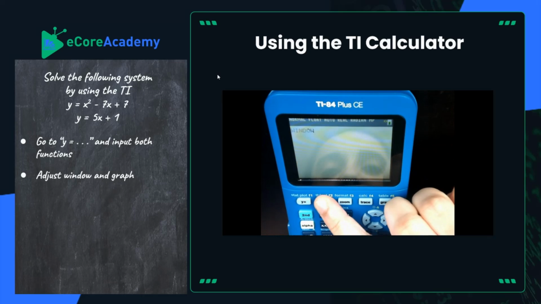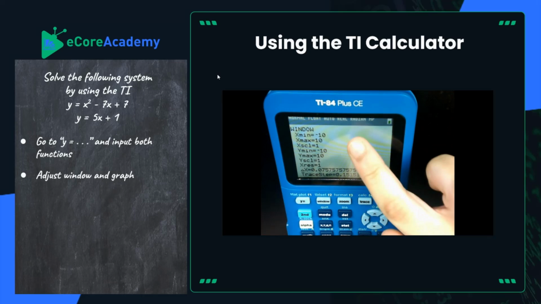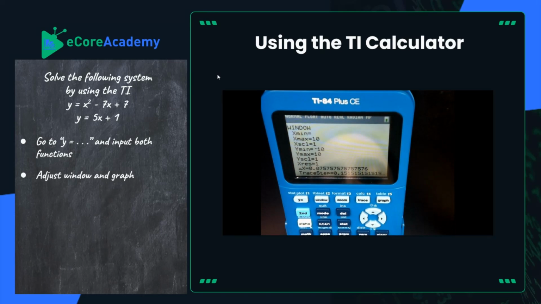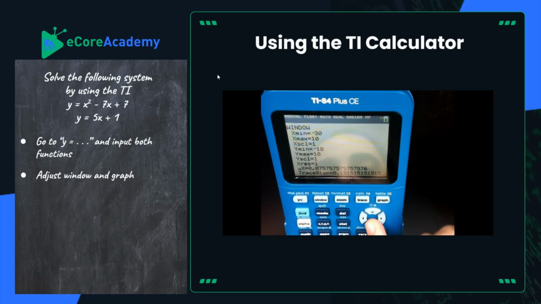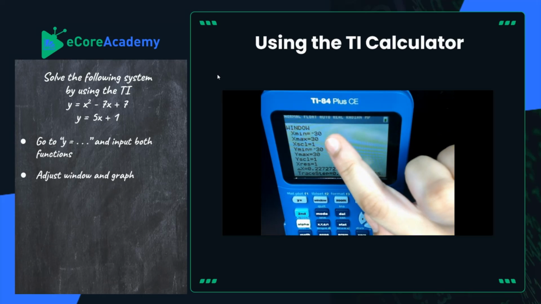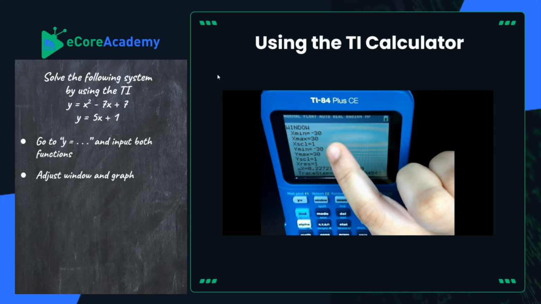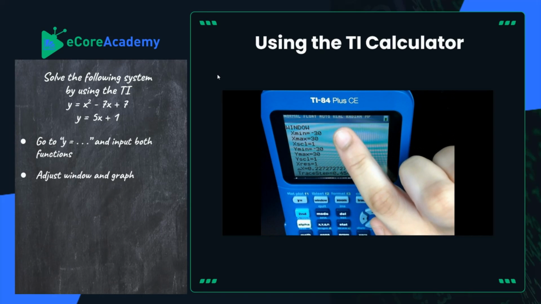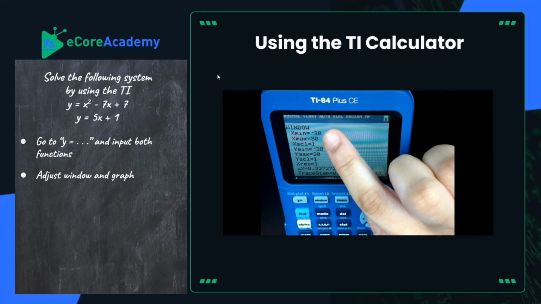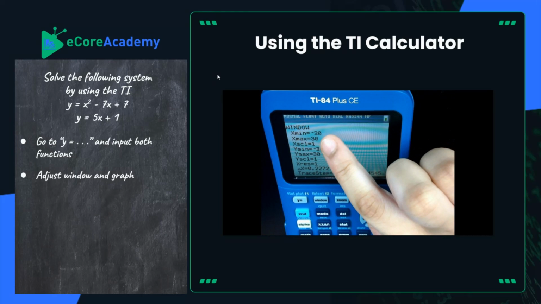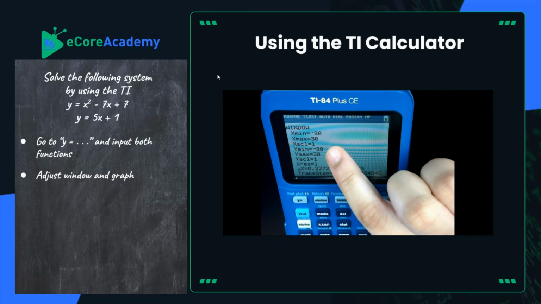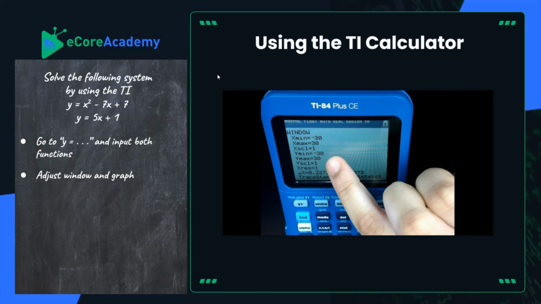So what we want to do is go to your window. I would crank x min, maybe let's crank it down to -30. Let's push x max to 30. Let's crank y min down to negative 30, and then y max up to 30, pardon me. Remember, you're only changing x minimum, x maximum, y minimum, y maximum. This is going to control how low your x-axis goes, how high your x-axis goes, how low your y-axis goes, and then how high your y-axis goes.